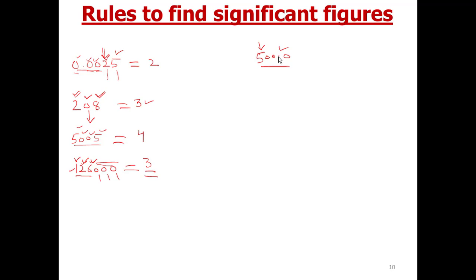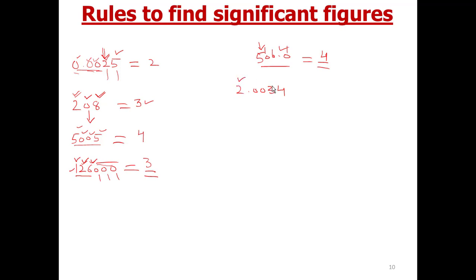So if we have a decimal, then these zeros on the right hand side become significant figures. So this is also a significant figure, this is also a significant figure, this is also a significant figure. So it has a total of 4 significant figures. 500.0 has 4 significant figures.